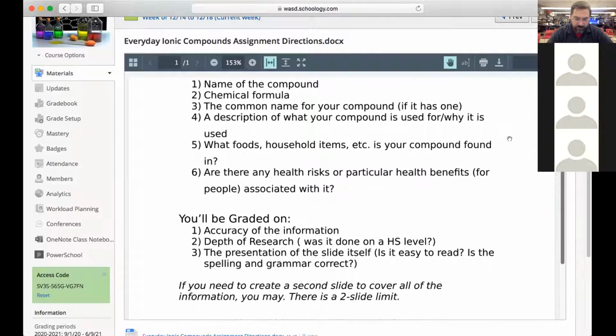So you want the name of the compound, which is what I give you, what's the chemical formula, and what's the common name. So for instance, sodium chloride is commonly called table salt or just salt, or sodium bicarbonate is just commonly called baking soda. So what's the common name? If you just Google the name of the compound, it'll take you maybe to a Wikipedia page or some other kind of resource that says, oh, sodium bicarbonate, well, that's actually called baking soda, and here's common uses.